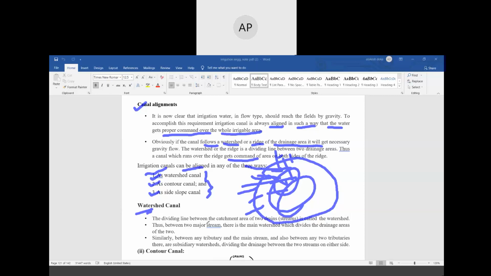The dividing line between catchment areas of two drains is called a watershed. There is the main watershed which divides the drainage areas of two major streams. Similarly, between any tributary and main stream, and also between any two tributaries, there is a watershed dividing the drainage between the two streams on either side.